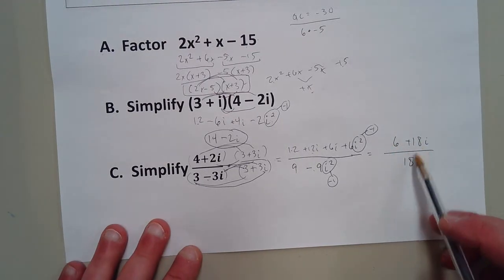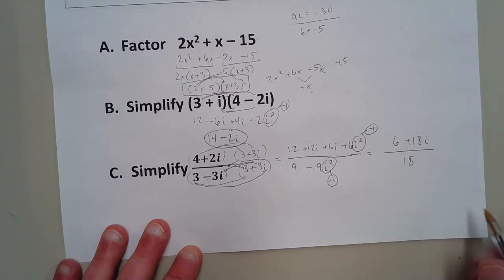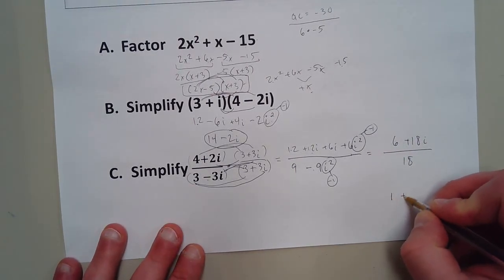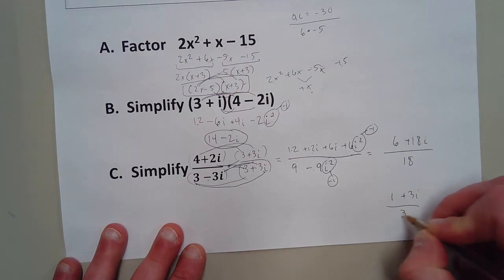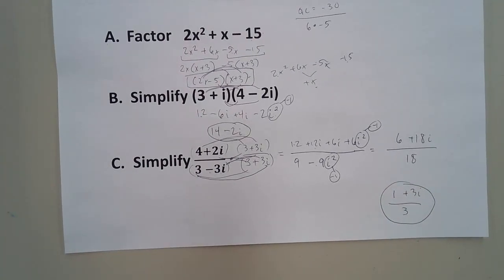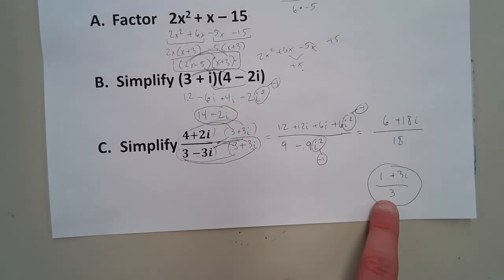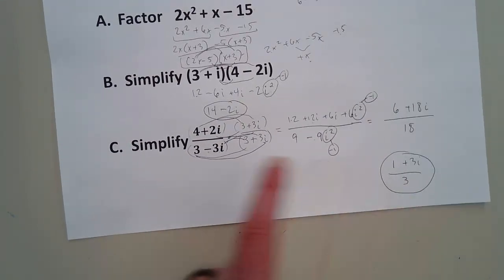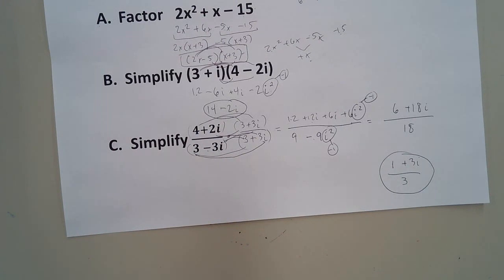Since all of these coefficients are reducible by 6, we can divide every piece of it by 6 to reduce it to 1 plus 3i over 3. And that is going to be our final answer there. And the goal is with these, you should always have a real number in the denominator, nothing imaginary. That's kind of when you're done with a division problem.